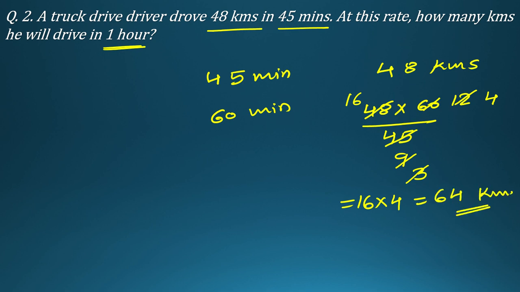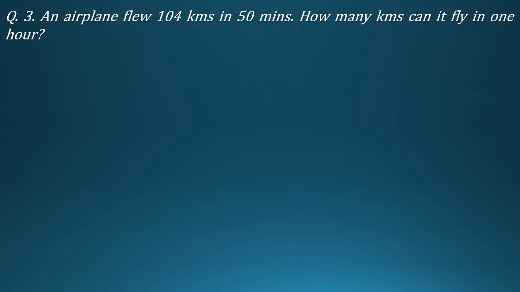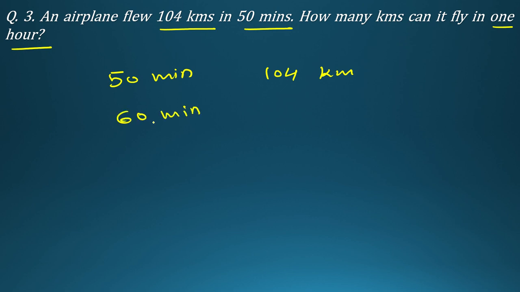Like this you can do this question, or as I have told you earlier, you can do it by the unitary method also. Okay. Now another question can be, an airplane flew 104 kilometers in 50 minutes. Okay. How much distance in 1 hour? Same type of question. You see, first is minutes, 50 minutes here, which is time, and then here it is distance, 104 kilometers, and then how much in 1 hour? 1 hour means 60 minutes. So in 60 minutes it will cover more distance. So more distance means 104 multiplied by 60 divided by 50.